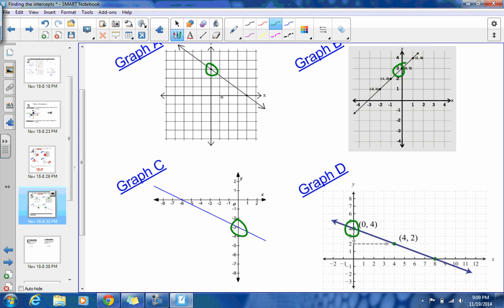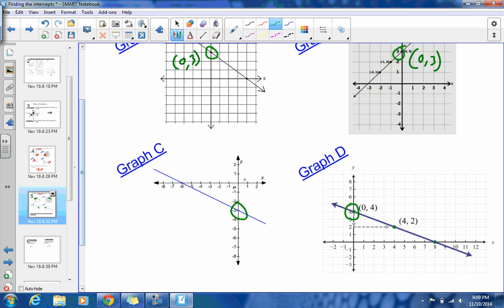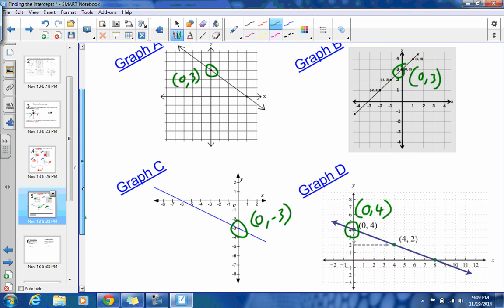Starting up here, you don't go over at all, so it'd be 0, and 1, 2, 3, up 3. So that's our point 0, 3. This one is actually the same point, 0, 3. Down in graph C, it looks like it's 0 over negative 3, so it's down 3. And then graph D, it's right there already, so that would be 0, 4. Okay, so we've got our y-intercepts just from the graph.